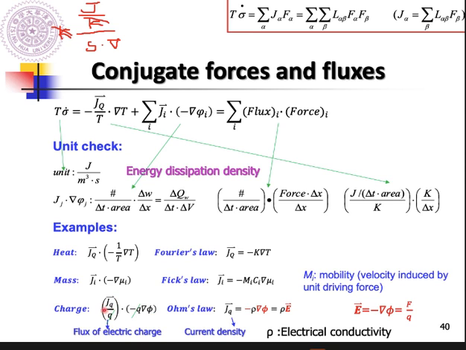And how can we know the electrical current density? Yes, based on Ohm's law. Ohm's law tells you the current density equals minus electrical conductivity times the electrical potential gradient, or equals electrical conductivity times the electrical field. So normally you will measure the current density divided by the electrical field you apply on your materials. Then you can get the electrical conductivity. So you can measure the electrical conductivity of your system. Okay?